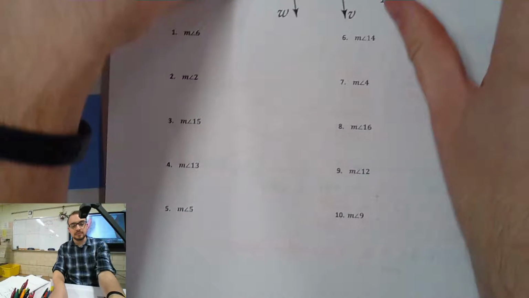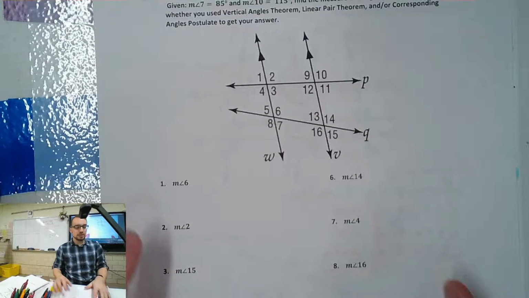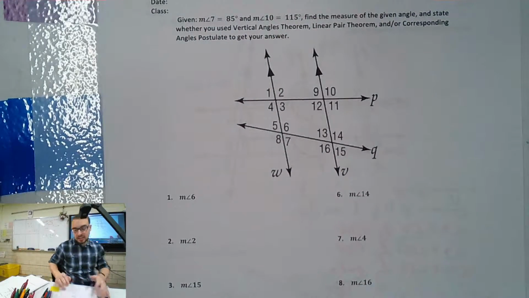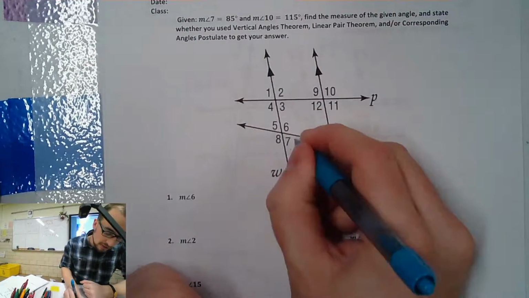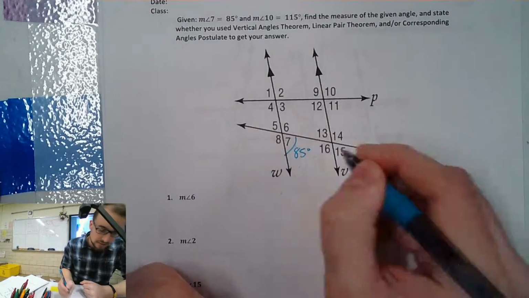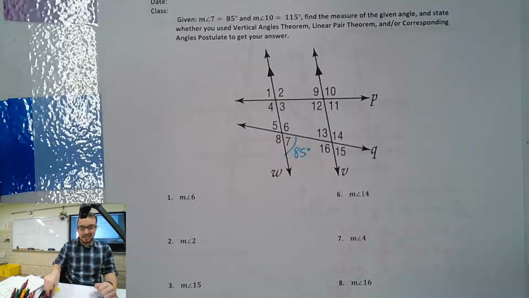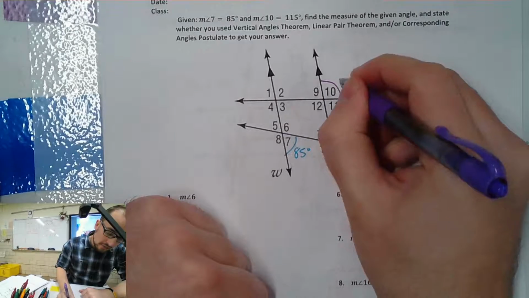We're on to page 2. Read the instructions. It says given: measure of angle 7 is 85. So I'm going to find angle 7 and mark that right now. 85 degrees. Angle 10, they said, is 115. So I'm going to mark that right now.